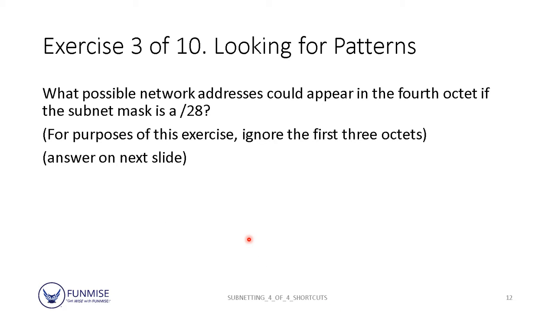Exercise 3 of 10. We're still looking for patterns here. Now, what possible network addresses could appear in the 4th octet if the subnet mask is a /28? And for purposes of this exercise, we are ignoring the first 3 octets, and I will explain why we're ignoring them later. Answer on the next slide.